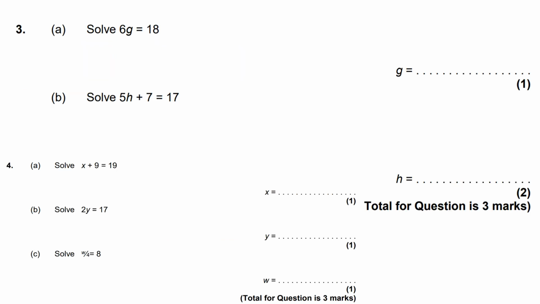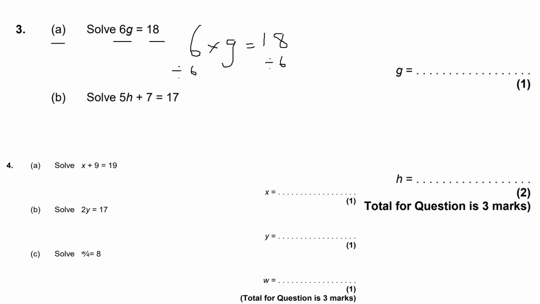Right, question number 3. Part A: solve 6g equals 18. Now 6g means 6 times g. What's the opposite of timesing? That'll be to divide. So we divide both sides by 6. Divide by 6, divide by 6.